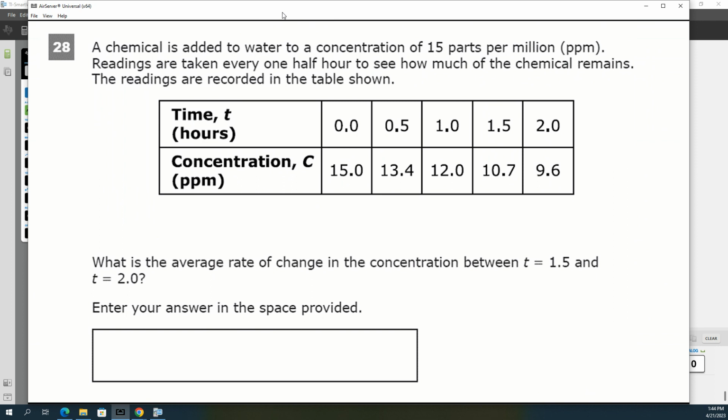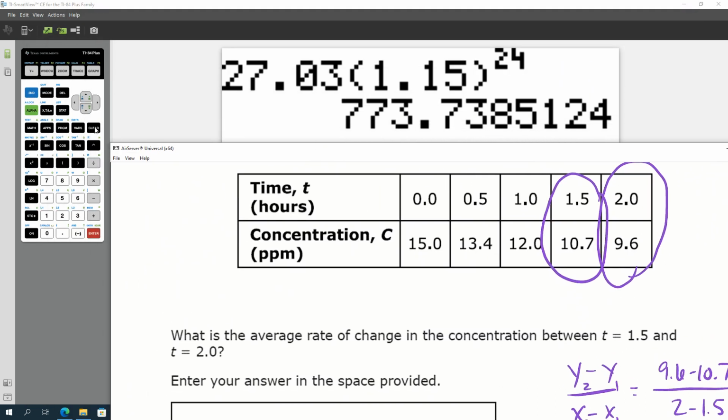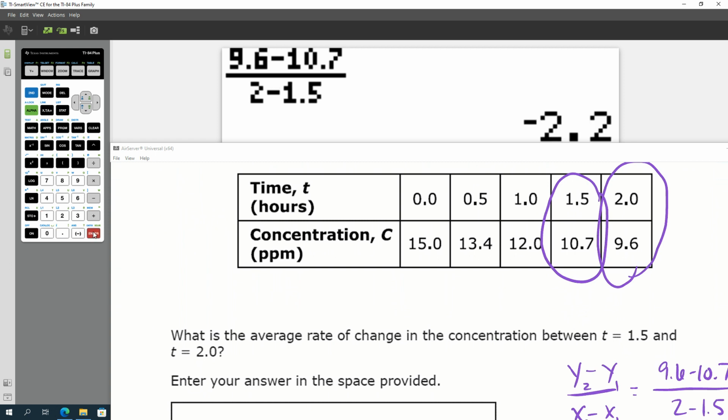All right, 28 is another average rate of change problem. So we want to know the average rate of change between t equals 1.5 and t equals 2. So remember, average rate of change is just the slope formula. Okay, so we don't care about anything else in this table. So I'm going to do 9.6 minus 10.7 over 2 minus 1.5. And your calculator can do that for you. Just lovely. Negative 2.2.